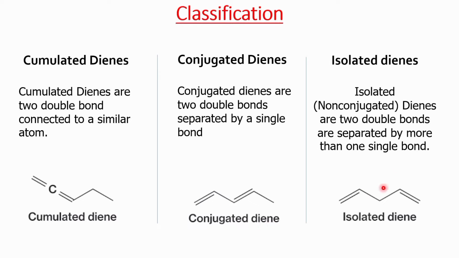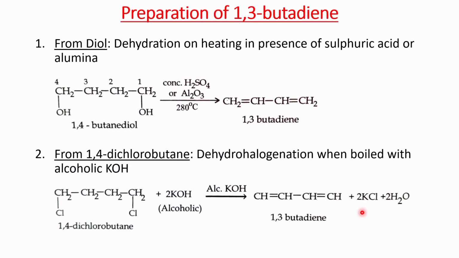Then the third one is isolated dienes. This is called non-conjugated dienes. That means they are separated by at least two single bonds. There could be more single bonds in between. So two or more single bonds between the two double bonds are called isolated dienes, because they are separated and have a separate identity. So there are three categories of dienes: cumulated, conjugated and isolated dienes.